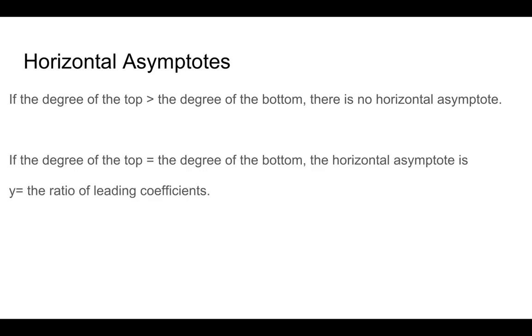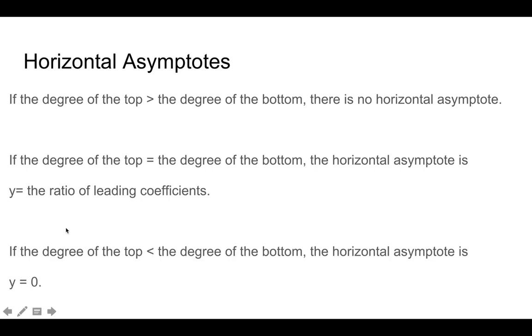If the degrees of the top and bottom are the same, you get a horizontal asymptote by making a fraction out of the leading coefficients. And if the top is smaller, if the bottom is bigger, your horizontal asymptote is always y equals 0. Always.